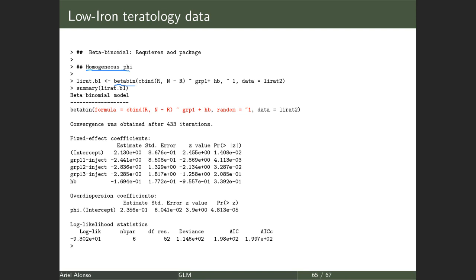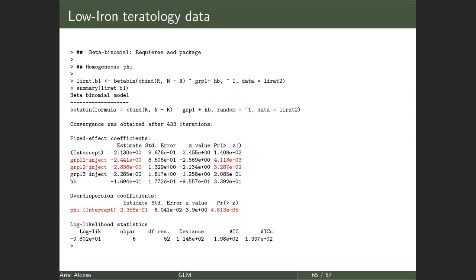You specify the mean structure like before, so you want to model the number of dead fetuses as a function of group and hemoglobin. And here you put this random equal to 1, this factor here. What you're doing here is you're modeling this overdispersion parameter rho just as a constant. You're not modeling the intracluster correlation using covariates. When you do that, these are the results you get.